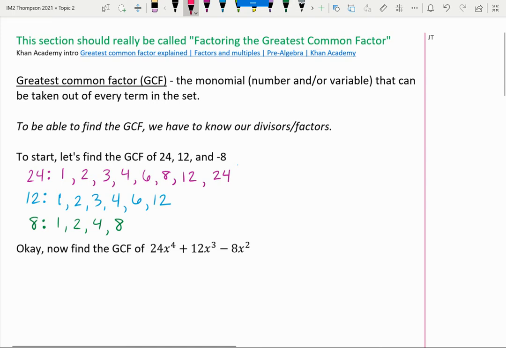So now there are a lot of common factors. 1 is in common and 2 is in common. But I want the greatest common factor, so the largest number that they all have in common is the 4. So the GCF for these numbers, 24, 12, and negative 8, is 4. 4 goes into all of those.